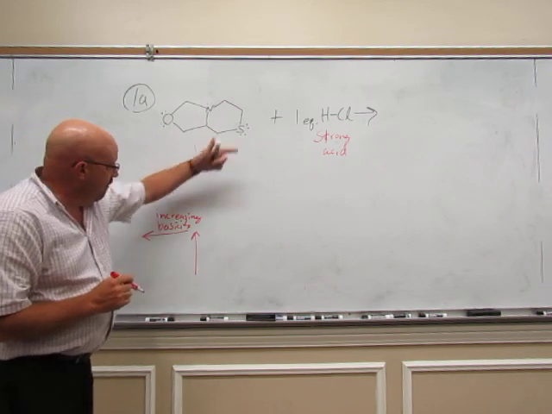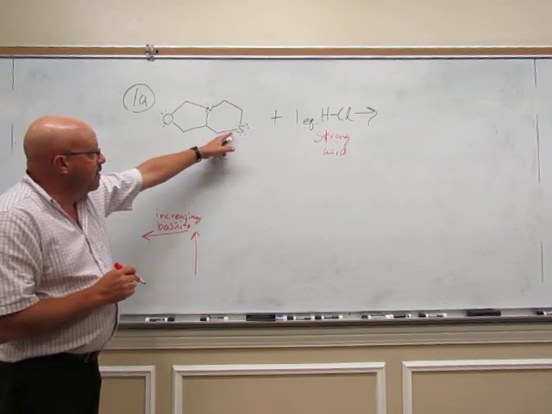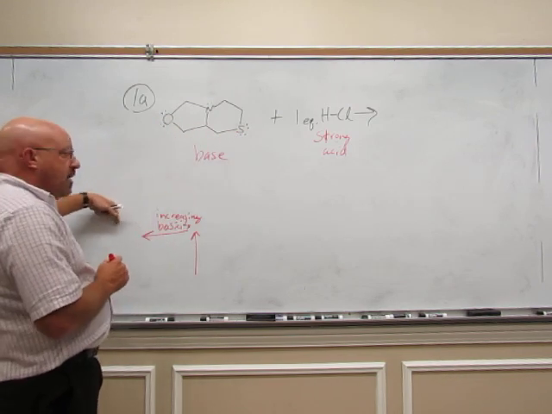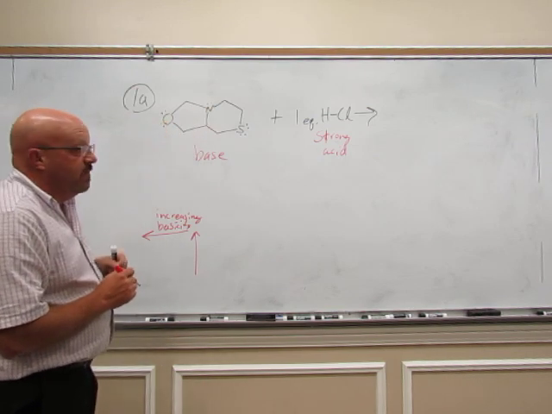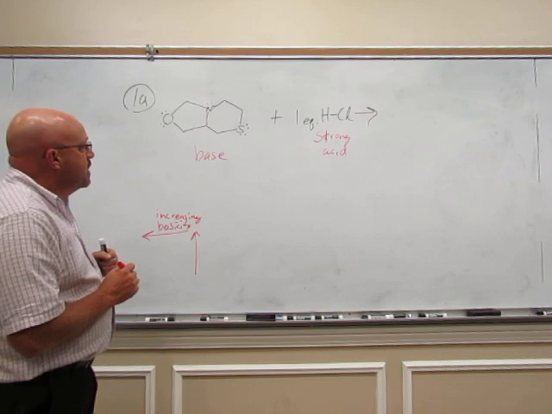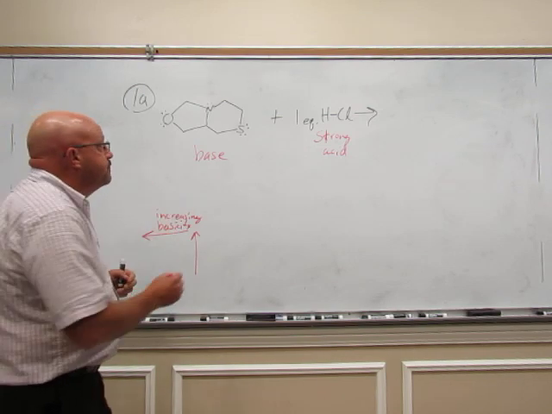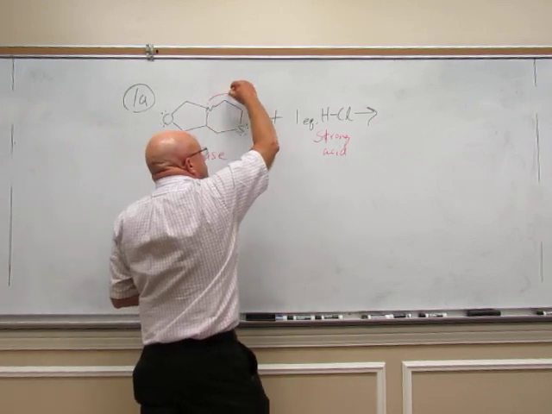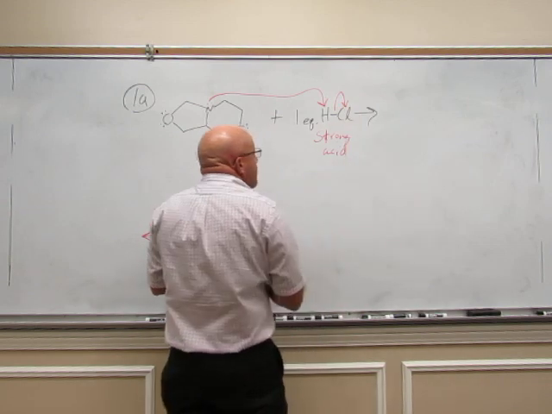Oxygen is above the sulfur on the periodic table. So oxygen is more basic than the sulfur. But the nitrogen is to the left of oxygen, so nitrogen is more basic than the oxygen is. So the nitrogen atoms are most basic there in that molecule. It's the nitrogen that is going to go and get the proton off of the acid.